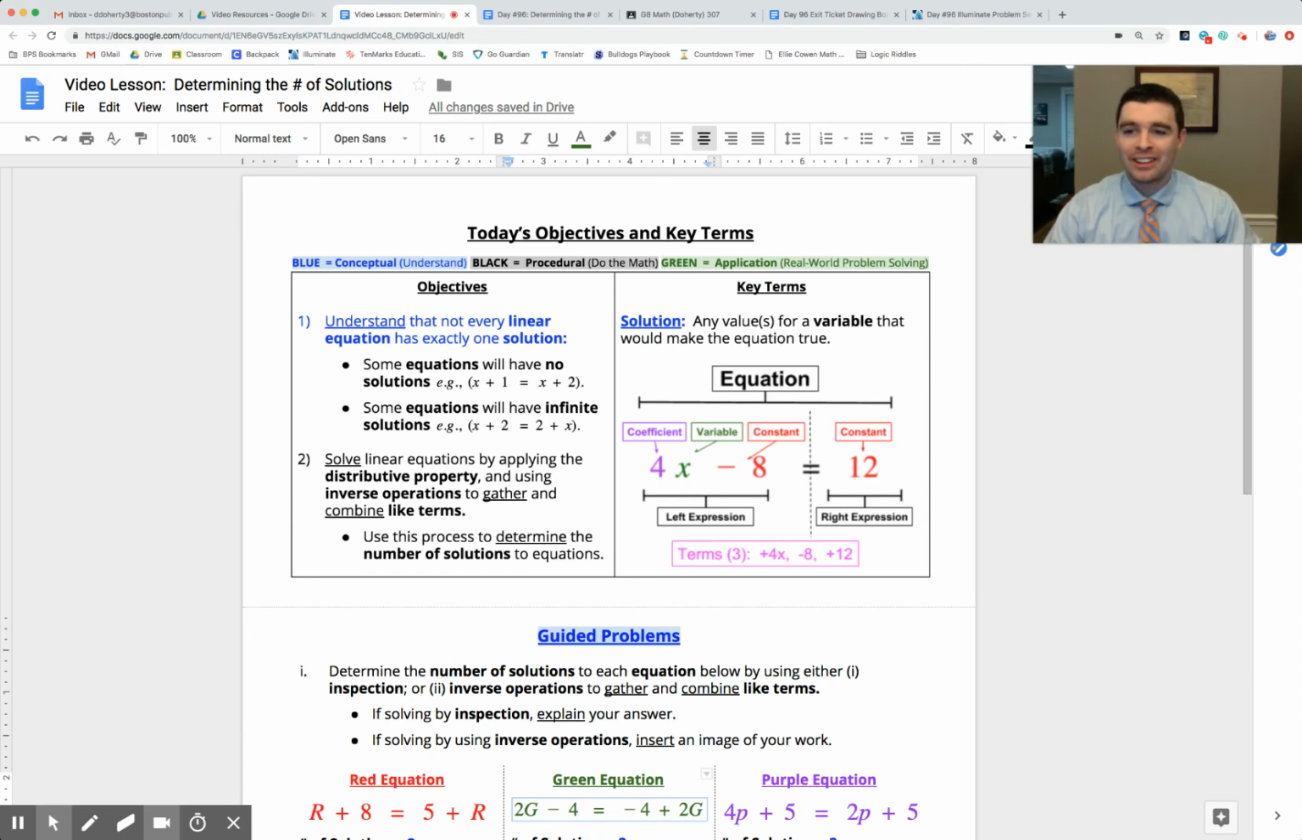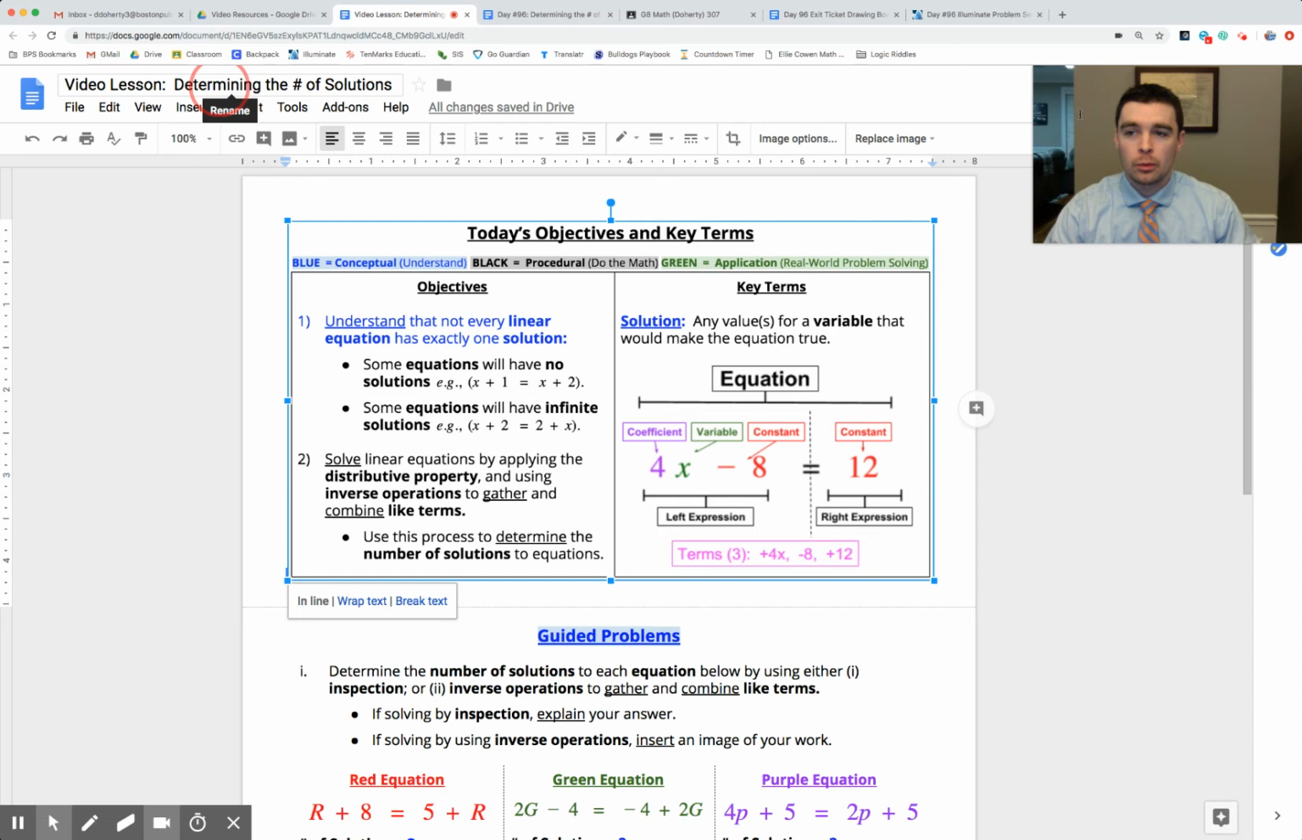Good morning. In this video lesson, we're going to continue to focus on what we started with yesterday. How do we determine the number of solutions to an equation? As we discussed yesterday, last week, and in 7th grade, all the equations we solved seem to always have exactly one solution. But yesterday, and today especially, we're going to focus on some equations that don't have exactly one solution.